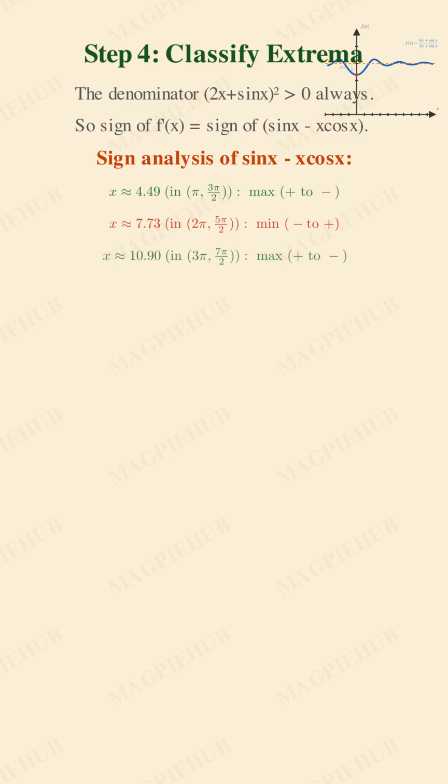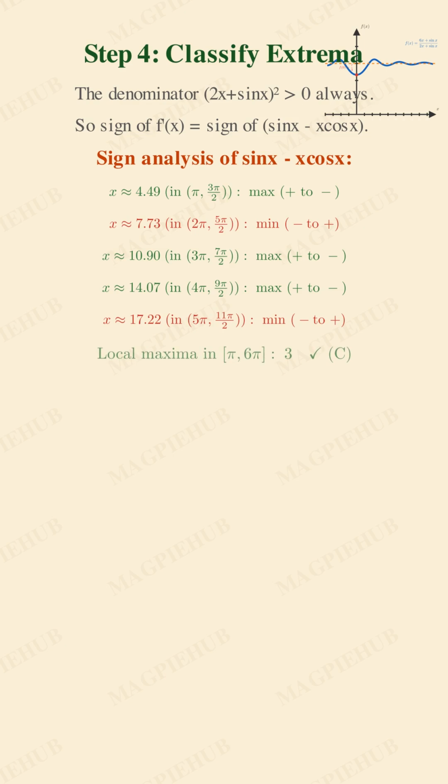At x approximately 10.90, between 3 pi and 7 pi by 2, we get another local maximum. At x approximately 14.07, between 4 pi and 9 pi by 2, another local maximum. At x approximately 17.22, between 5 pi and 11 pi by 2, a local minimum. So in the interval pi to 6 pi, there are 3 local maxima. Option C is correct. In the interval 2 pi to 4 pi, there is exactly one local minimum at x approximately 7.73. Option D is also correct.